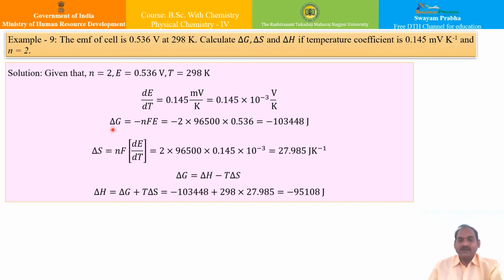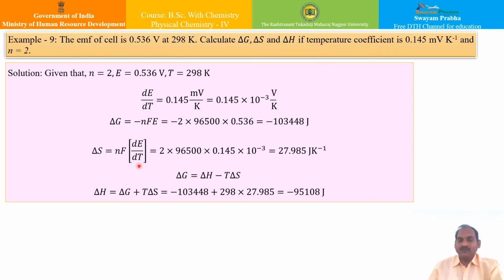So if I substitute the values of EMF in delta G is equal to minus NFE, I get delta G, that is minus 2 into 96,500 into 0.536. So I get minus 103,448 joules as the value for free energy. Okay, now once I get free energy, I can actually calculate delta H. Let us calculate delta S first, because for this we do not need delta G. Delta S is equal to NF into dE by dT.